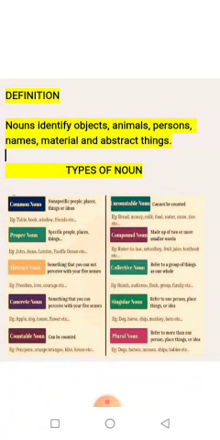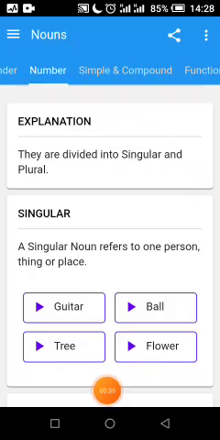Below are the types of noun that we have. We have done this in the previous lesson, so you may just pause your video to copy one or two things there. Alright, we are looking at the nouns and numbers too, that is singular and plural.